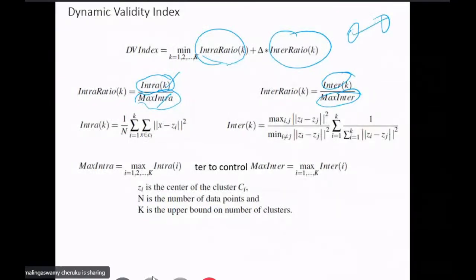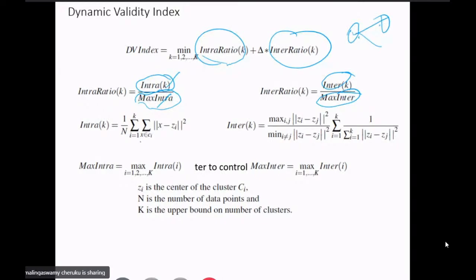Now let's see how they have defined the intra-ratio and inter-ratio. The intra-ratio talks about within the cluster. For this we have to find the intra of K and the maximum intra. For a particular cluster, what is its intra K, and among all the clusters, which one has the max? You are finding the ratio, normalizing in some sense. Similarly, there is inter of K and the maximum inter: among all the distances between two clusters, which one is the maximum. It's very simple.